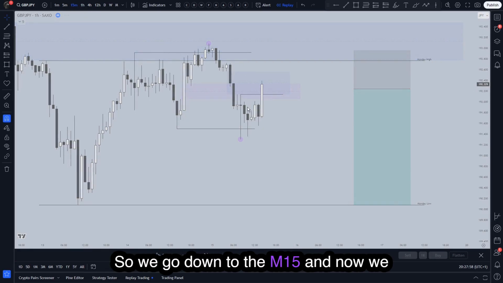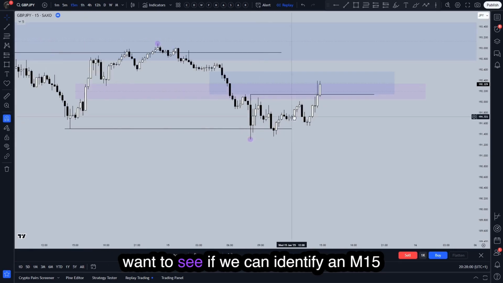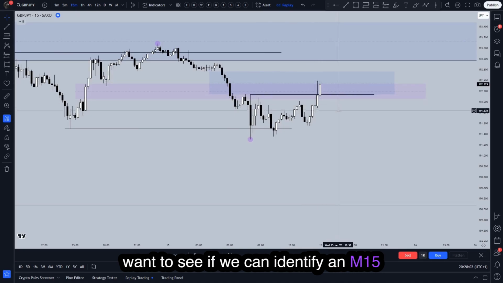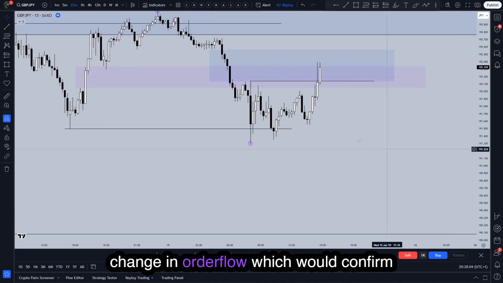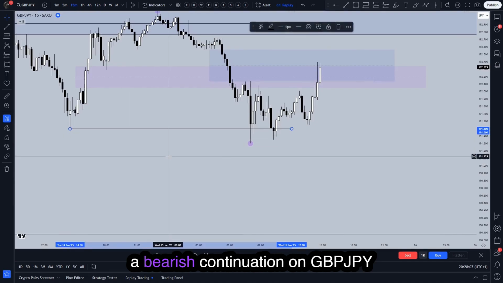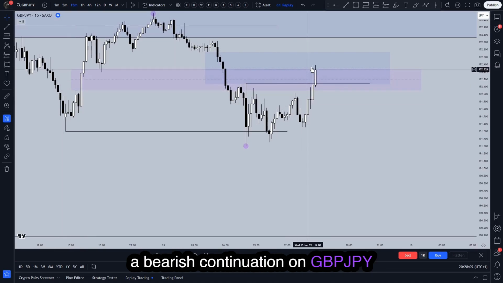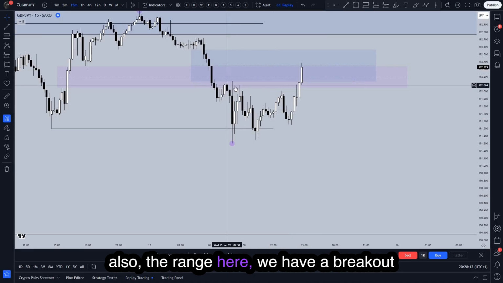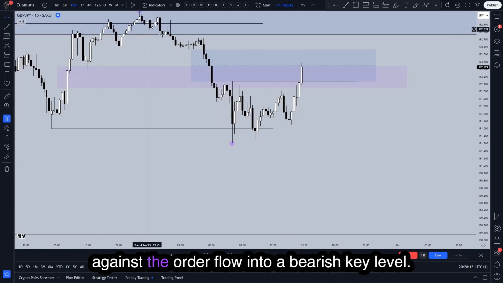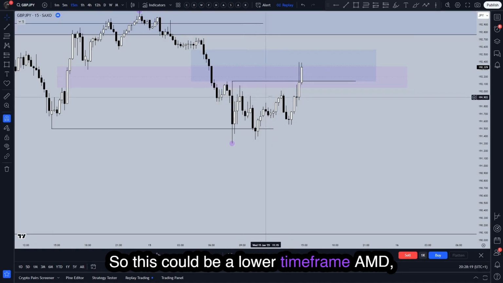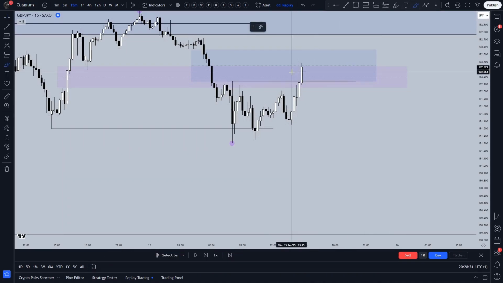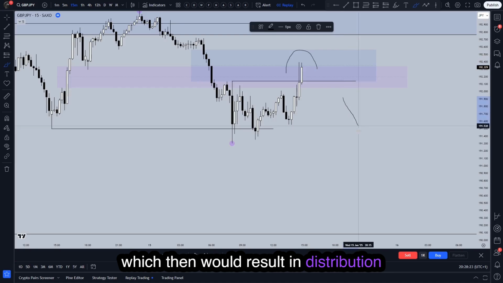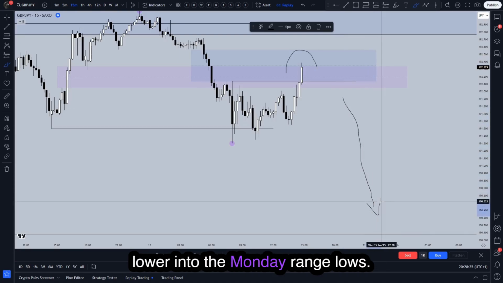So we go down to the M15, and now we want to see if we can identify an M15 change in order flow, which would confirm a bearish continuation on pound yen. Also, the range here, we have a breakout against the order flow into a bearish key level. So this could be a lower time frame AMD, which then would result in distribution lower into the Monday range lows.